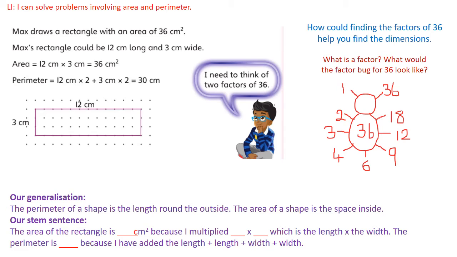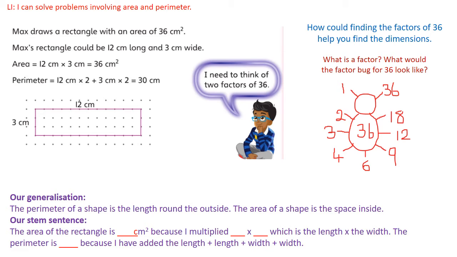So we could have a rectangle that is 1 by 36. We could have a rectangle that is 2 by 18. Or we could have a rectangle that is 3 by 12. Let's look at the 3 by 12 one for the moment. So it could be 12 centimetres long and 3 centimetres wide. 12 times 3 equals 36 centimetres squared. So our area is still 36 centimetres squared.